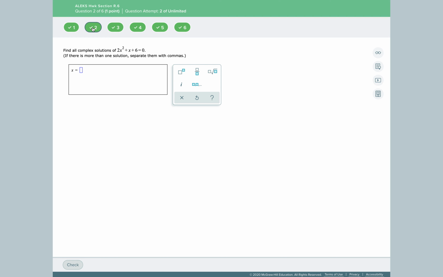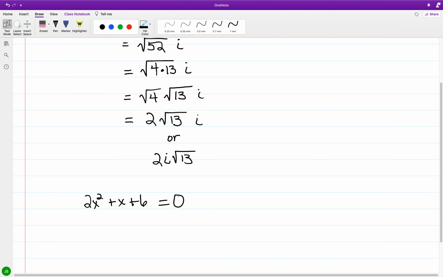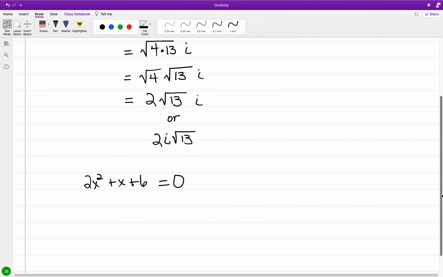For the next item, we're looking at finding all complex solutions of 2x squared plus x plus 6 is equal to 0. In this equation, we have a quadratic equation that is in standard form, and we cannot factor this trinomial on the left-hand side in terms of integer coefficients. So we will once again utilize the quadratic formula. So a is equal to 2, from positive x, b is equal to 1, and c is equal to 6.